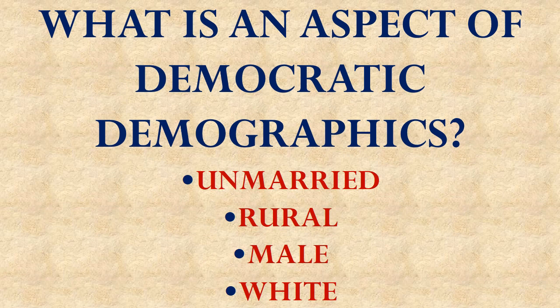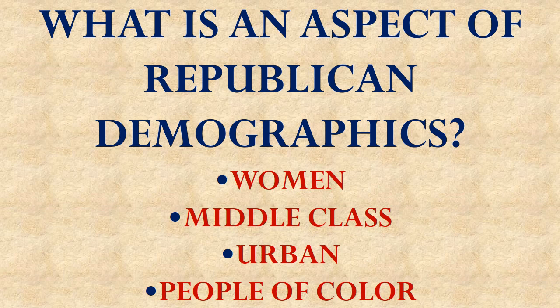Which of the following is an aspect of democratic demographics? Are Democrats more likely to be unmarried, rural, male, or white? They are more likely to be unmarried. And what is an aspect of Republican demographics? Are they more likely to be women, middle class, urban, or people of color? The correct answer is that Republicans tend to be from the middle class.